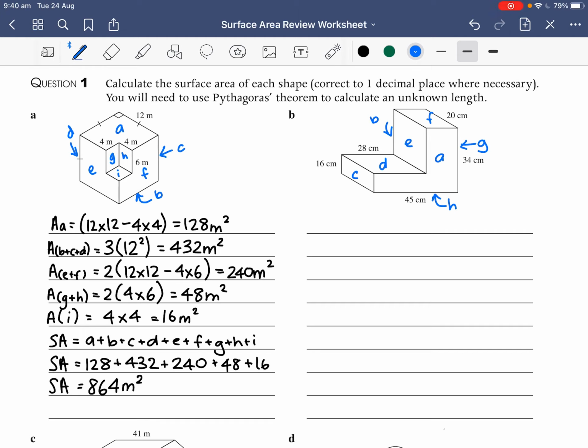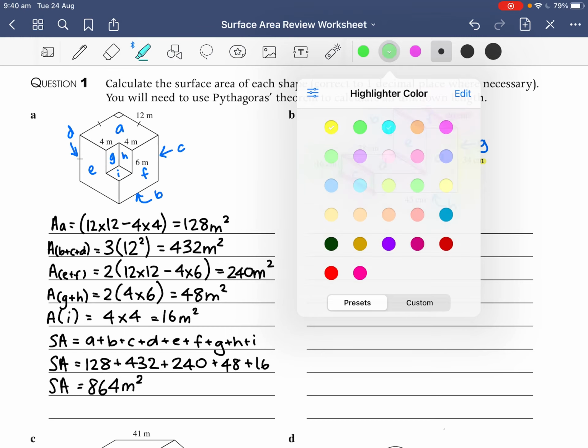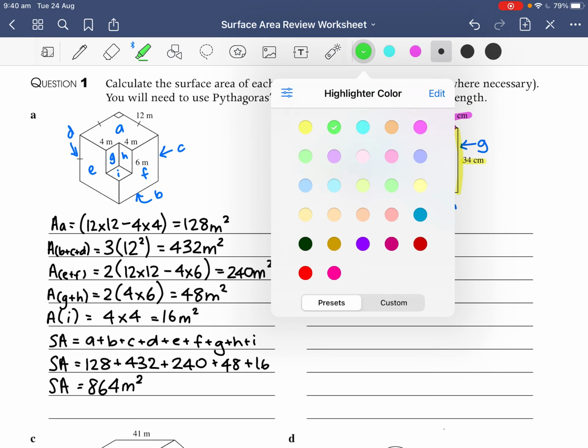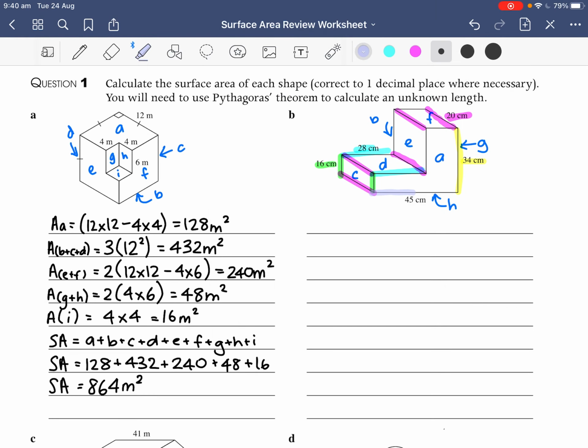However, we don't have all of the dimensions of our shape. So we have this side here, which is 20, that goes all the way along these sides, and that's 20. We then have that this is 34. There's nowhere else that that's 34. We have that this is 16. We have that this is 28. We have that this is 45, and the back bit there's 45, but we do not know this side here.